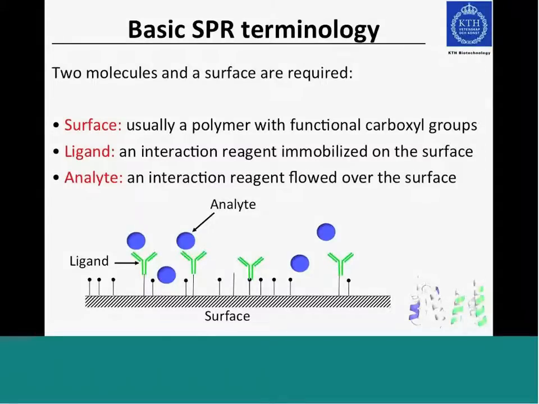So just to remind you all that to work on SPR, you need a surface, which is normally a polymer with functional groups that can be used to couple ligands, in this case illustrated by an antibody, and you can monitor the binding of an analyte which is flowed over the surface. And of course you can alter the coupling chemistry, but as I said, we will mainly talk about amine coupling.